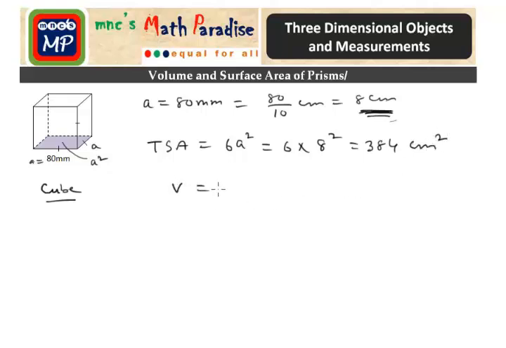And the volume is a cube. So the dimension is 8 centimeter, so it will be 8 cube, which is 512. 8 is in centimeter, so the volume will be in centimeter cube.